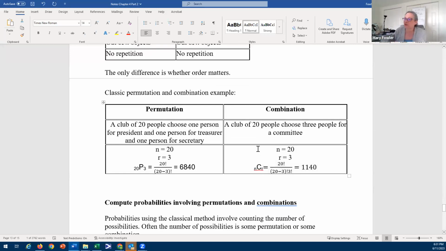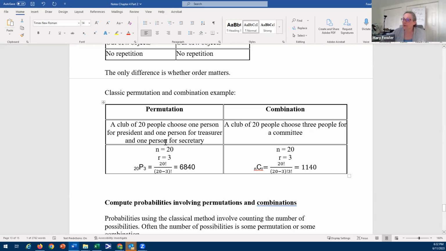So suppose a club has 20 people, and they need to choose 1 person for president, 1 person for treasurer, and 1 person for secretary. In this case, order matters, because if I choose a certain person A for president, person B for treasurer, person C for secretary, that's certainly different than choosing person A for president and then flipping the secretary and treasurer. So C would be the treasurer and B would be the secretary. That would be a different outcome.